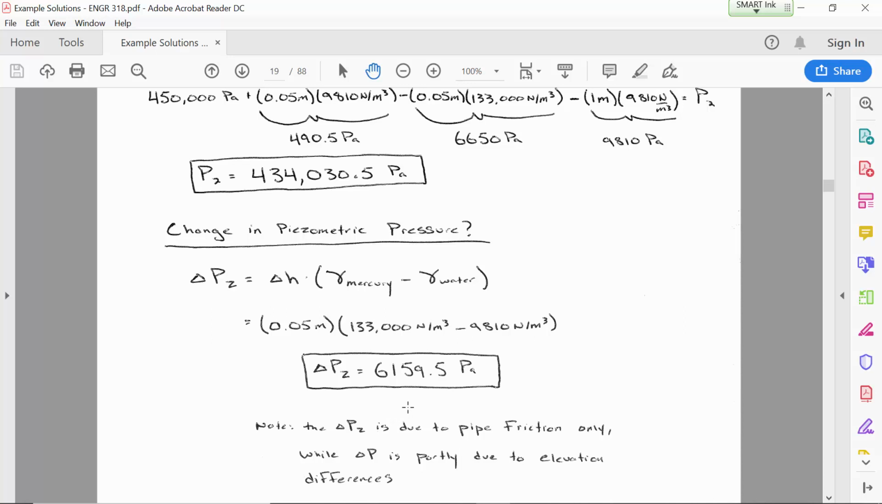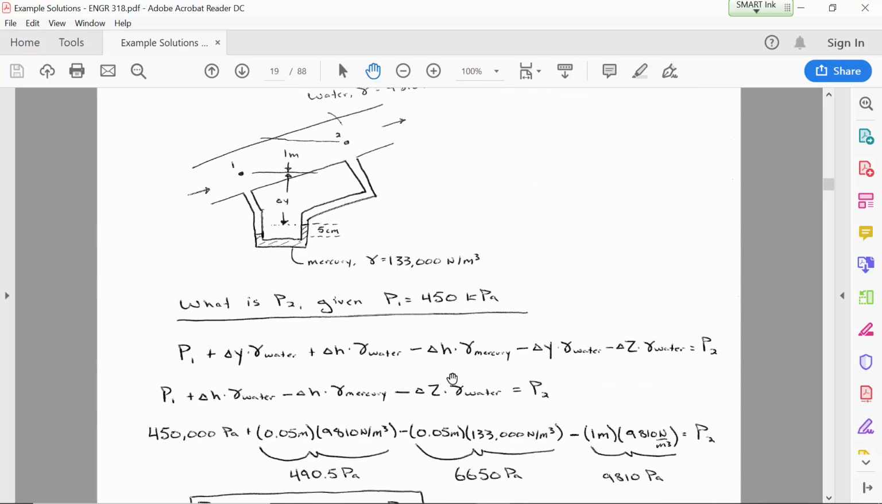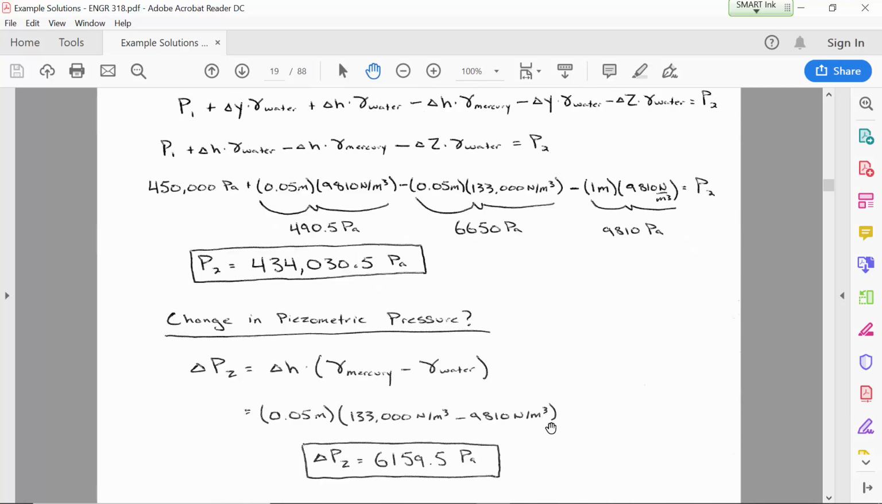So the total pressure difference between the two is about 16 kilopascals, from 50 kPa to 34. 6 of that is due to pipe friction. The rest is due to the 1 meter elevation difference between the two locations. Any questions? Differential manometer, inclined pipe? No.